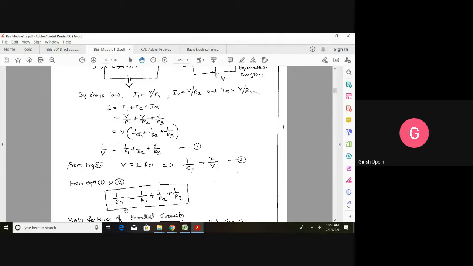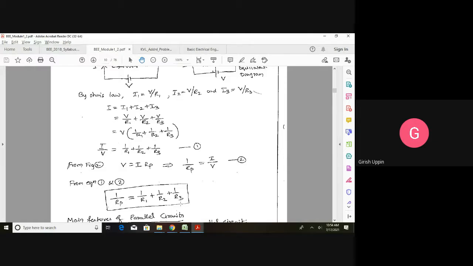You have to remember it is the reciprocal of equivalent resistance. So the reciprocal of the equivalent resistance is equal to the sum of the reciprocals of the resistance of each branch. Okay, that's why 1 by Rp is equal to 1 by R1 plus 1 by R2 plus 1 by R3.